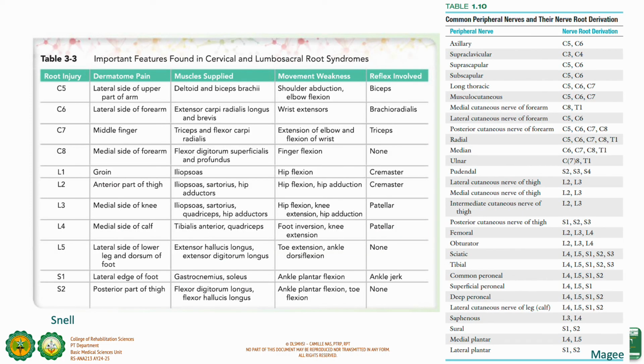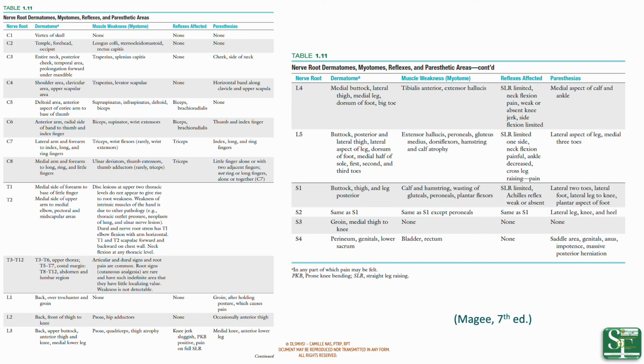Okay, here are tables, no? Yung table sa left, that's from Snell. Table sa right is from McGee. That shows you the dermatome pain, muscle supplied by each root, and the movement affected if you have injury to the specific spinal nerve roots. And last is a table from McGee, no? So these are the dermatomes of specific spinal nerve roots and what reflexes are affected if you have injury to this specific segment.